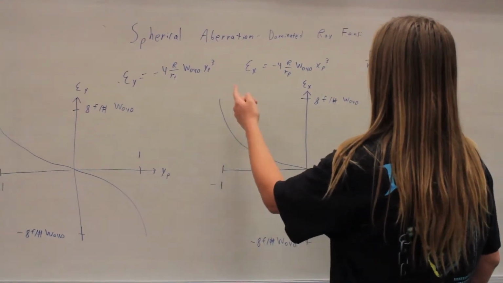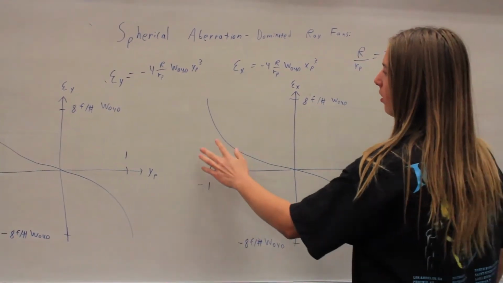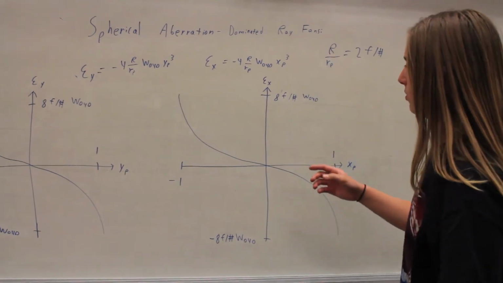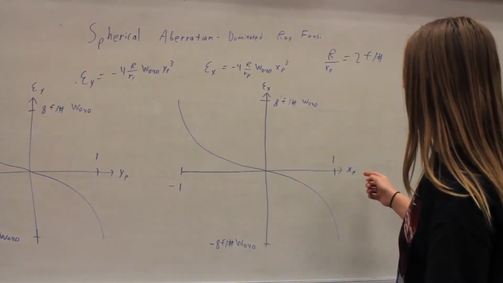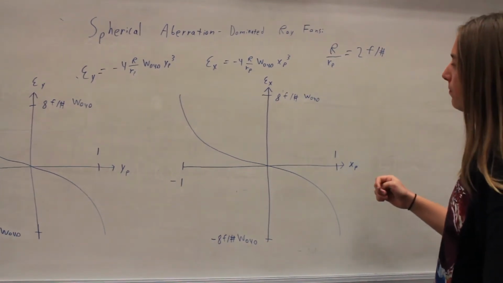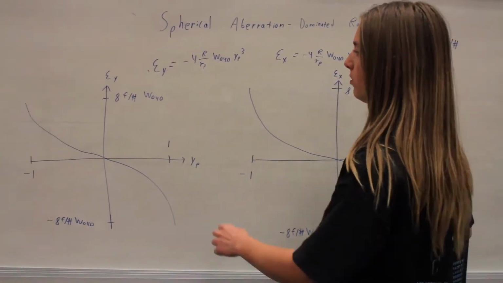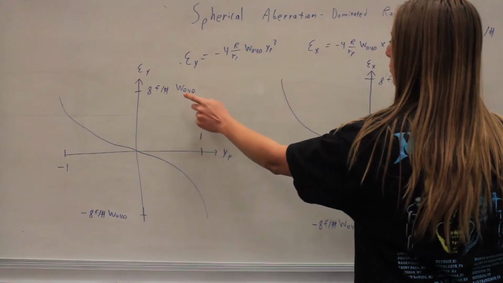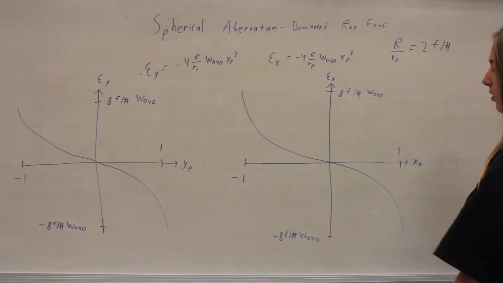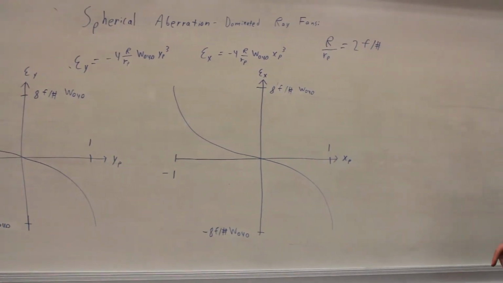The spherical aberration dominated ray fans are governed by these equations right here. As you can see, epsilon y and epsilon x have exactly the same shape, because they just use 8 f-number times W040 and negative 8 f-number times W040 as the max and mins.